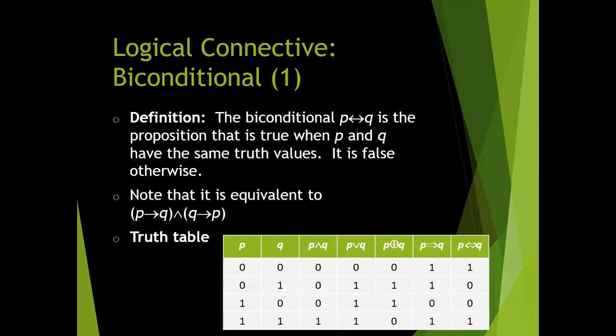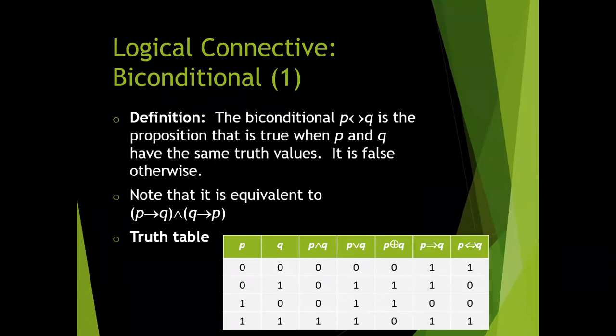That's why the output of the proposition with the biconditional connective will be false. 1 and 0 means true and false, not the same, so false. Then 1 and 1: here both are true, the same thing. P is true, Q is true. According to the biconditional definition and rule, the output will be true because they have the same value.